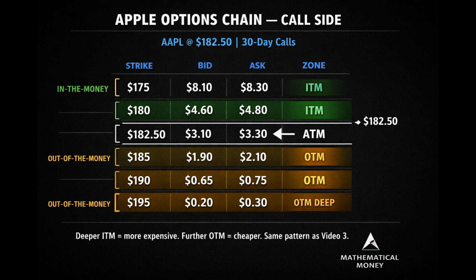Strike $185, bid $1.90, ask $2.10. Out of the money. Strike $190, bid 65 cents, ask 75 cents. Further out of the money. Strike $195, bid 20 cents, ask 30 cents. Deep out of the money. Notice the pattern. The deeper in the money, the more expensive. The further out of the money, the cheaper. Exactly as video 3 explained.